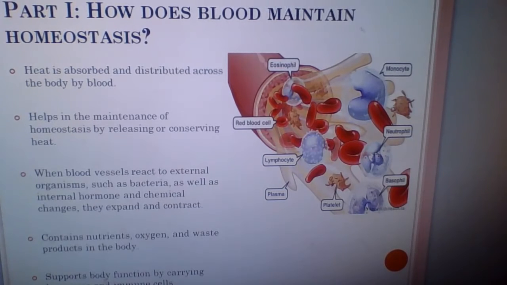When blood vessels react to external organisms, such as bacteria, as well as internal hormone and chemical changes, they expand and contract. Blood contains nutrients, oxygen, and waste products in the body. It supports body functions by carrying hormones and immune cells.